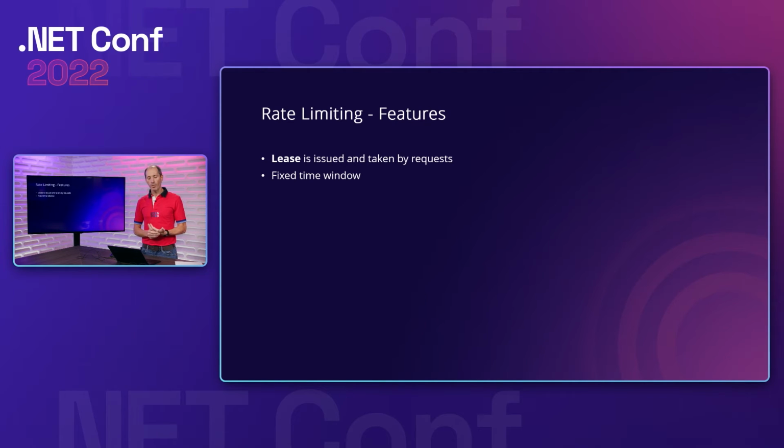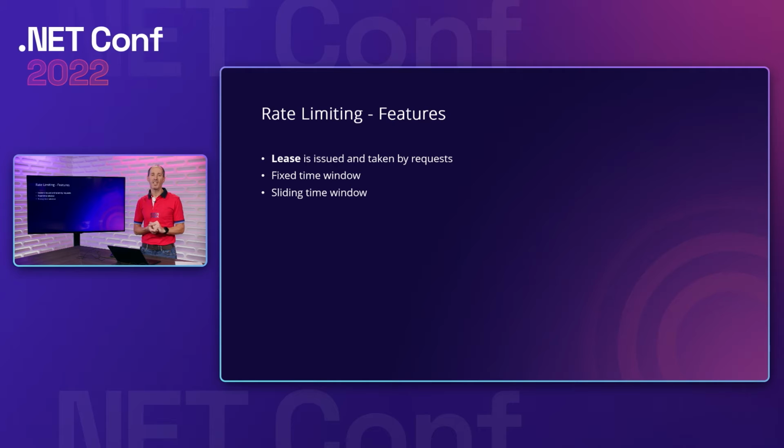The first way is to use a fixed time window. What it means is that, let's say, for the next hour, I will grant 60 leases. Once these 60 leases have been taken by requests, you will have to wait for the next hour window to get a new set of 60 leases available for your requests. That's the simplest way to implement rate limiting.